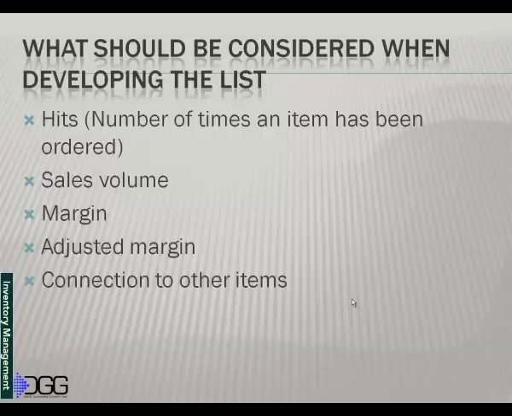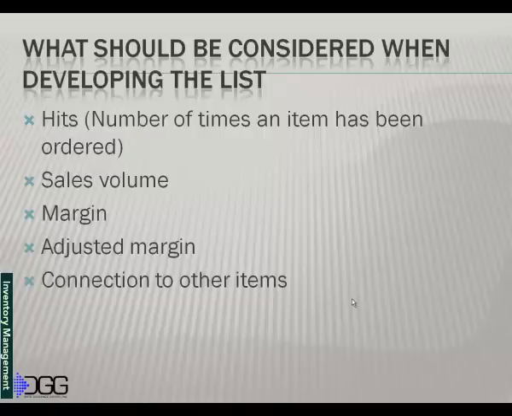All right, so what should we consider in developing this list of items to stock? Number one is hits. Now, it's important that we understand a hit is not a quantity ordered. It is an item ordered on a sales order. So if I have an item that I sell 2,000 quantity of, but that 2,000 quantity was only on a single sales order, in other words, I got an order for 2,000, then that's one hit, not 2,000. So it's the number of times an item has appeared as a line item on a sales order in a particular period of time.